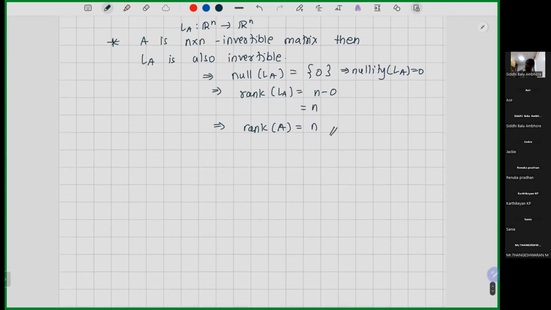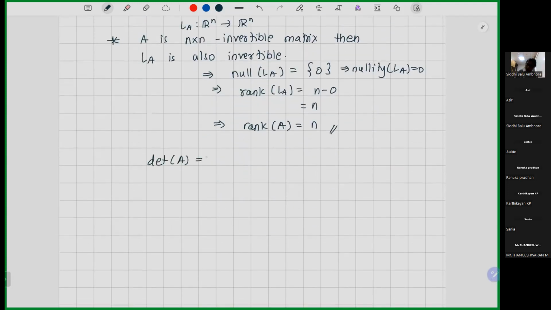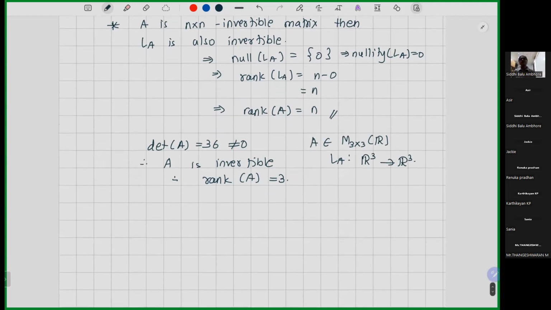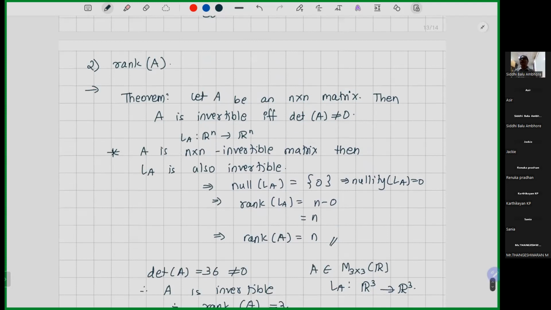So here the determinant of A was 36, which is non-zero. Therefore, A is invertible, and therefore the rank of A is 3, because our A was a 3 cross 3 matrix and LA was from R3 to R3. Any doubt? I could have just started with the row operations, ended up with the row echelon form, and concluded that this matrix A has rank 3.